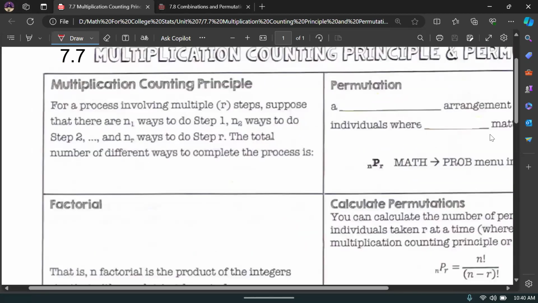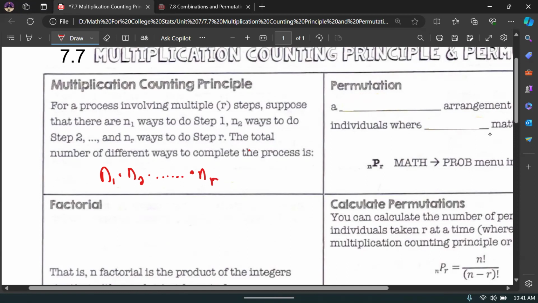For a process involving multiple steps, r, we'll just denote as multiple. Suppose that there are n1 ways to do step one, n2 ways to do step two, and nr ways to do step r. The total number of different ways to complete the process is n1 times n2 times all the way down to nr.